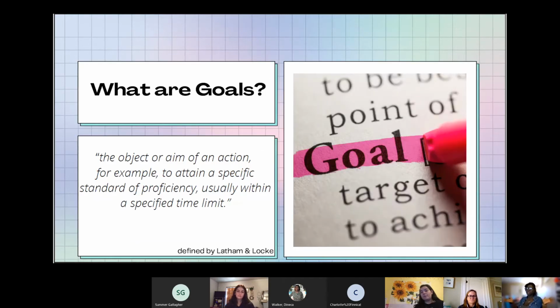So, what is a goal? According to Latham and Locke, it's an object or aim of an action to attain a specific standard of proficiency, usually within a specific time limit. I put that up there because goal is something we use the word a lot, and it's just like, what is a goal? Okay, it's an object or an aim of an action for a very specific thing within a specific time limit.